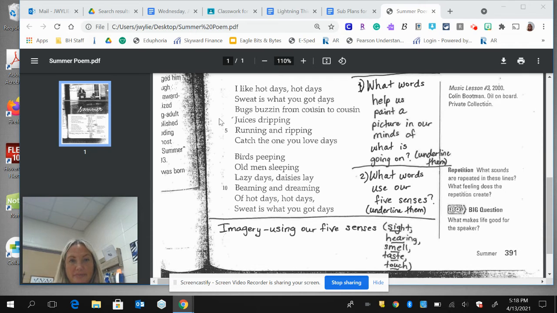So I'm going to read it one more time, okay, and you can go back and re-listen to this recording over and over until you get it right.